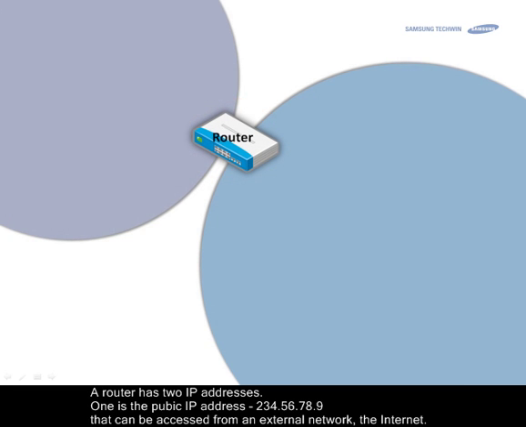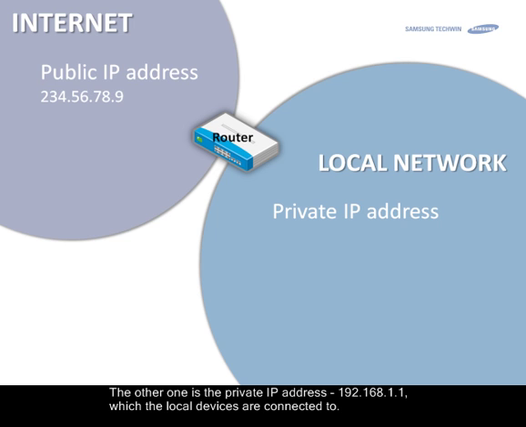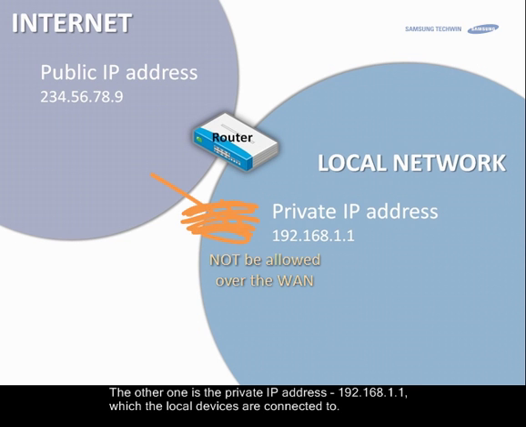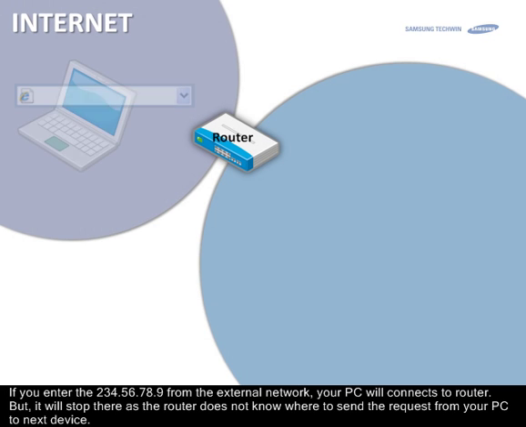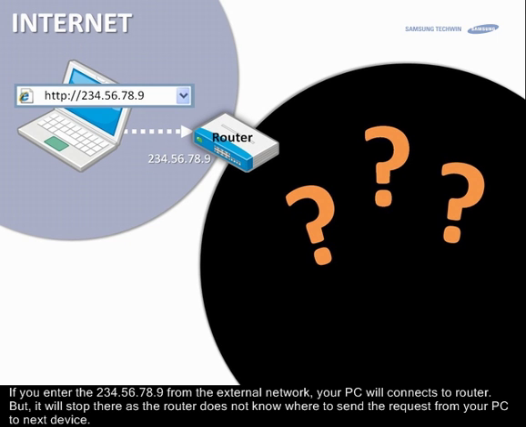A router has two IP addresses. One is the public address, as an example, 234.56.78.9, that can be accessed from the external network, the internet. The other one is the private IP address that will not be routed over the WAN. Example: 192.168.1.1. If you enter the 234.56.78.9 from your external network, your PC will connect to the router, but it will stop there as the router does not allow you to send a request from your PC to the next device.